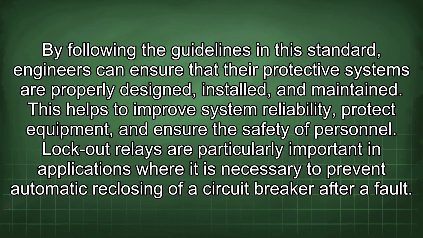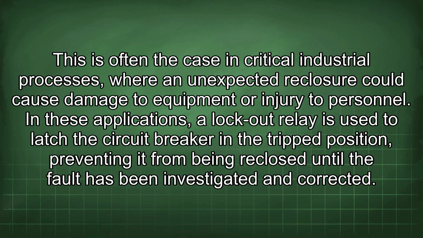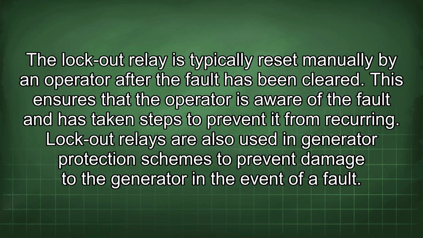Lockout relays are particularly important in applications where it is necessary to prevent automatic reclosing of a circuit breaker after a fault. This is often the case in critical industrial processes where an unexpected reclosure could cause damage to equipment or injury to personnel. In these applications, a lockout relay is used to latch the circuit breaker in the trip position, preventing it from being reclosed until the fault has been investigated and corrected. The lockout relay is typically reset manually by an operator after the fault has been cleared. This ensures that the operator is aware of the fault and has taken steps to prevent it from recurring.